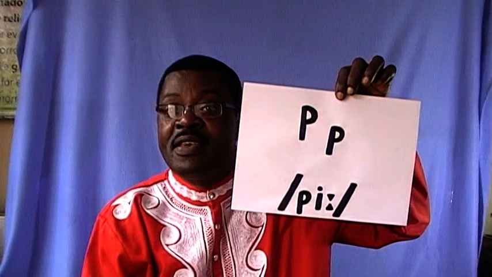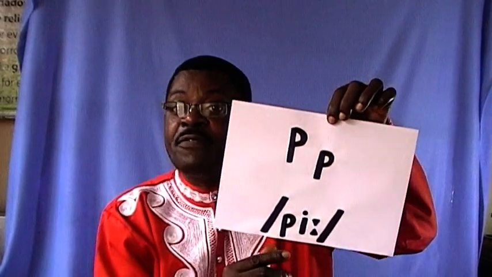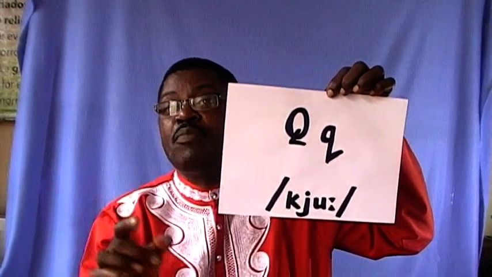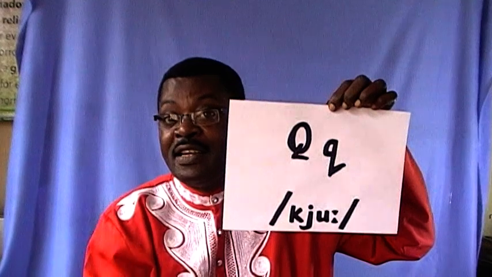Then the next one is simple. You say P. Letter P. Then from P, we move to letter Q. Q. And that is simply the name of this letter. And as I said, a letter is a written or printed sign that represents a sound in speech or a speech sound. Clear? Good.